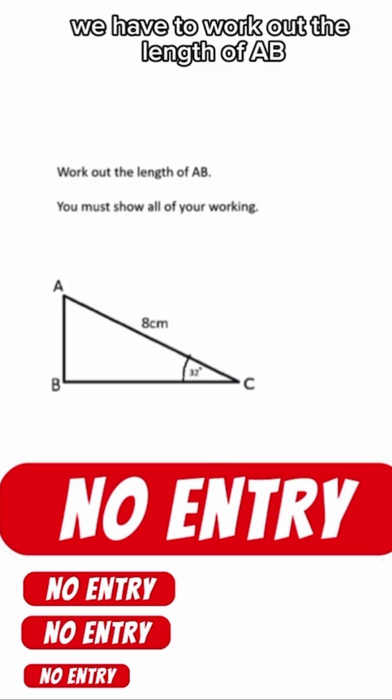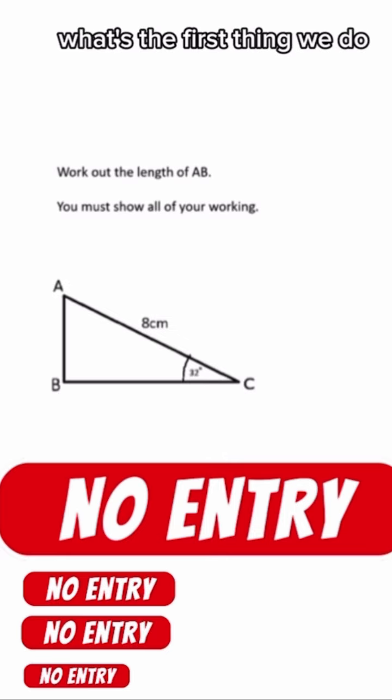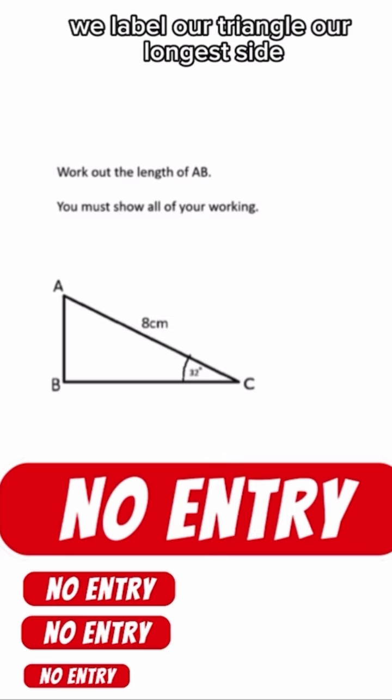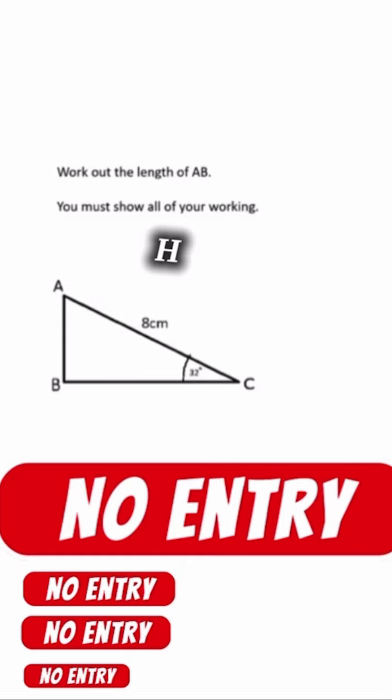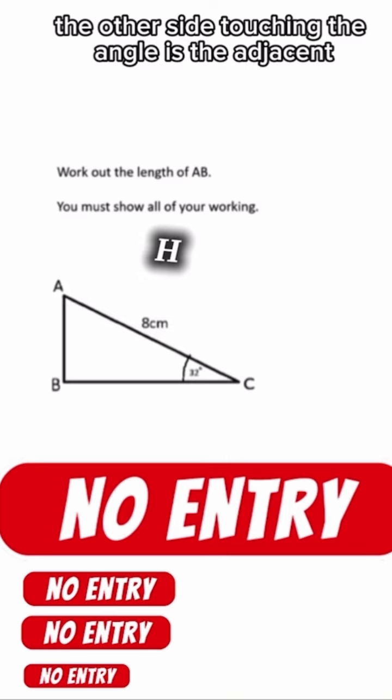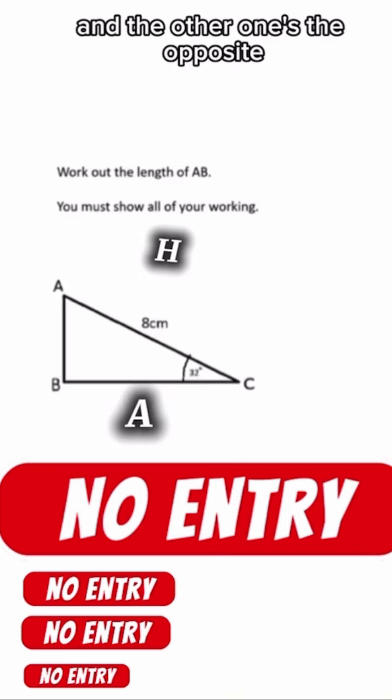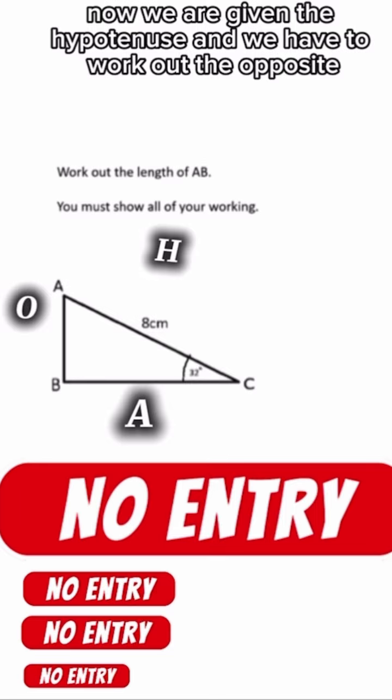We have to work out the length of AB. What's the first thing we do? We label our triangle. Our longest side, which in this instance is labelled as 8 centimeters, is the hypotenuse. The other side touching the angle is the adjacent, and the other one's the opposite. Now we are given the hypotenuse and we have to work out the opposite.